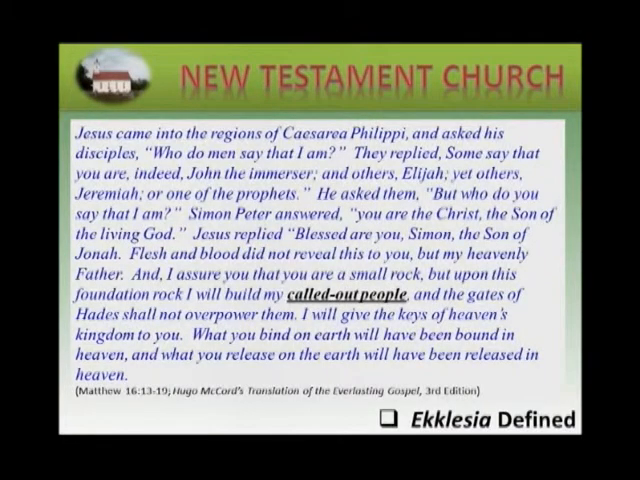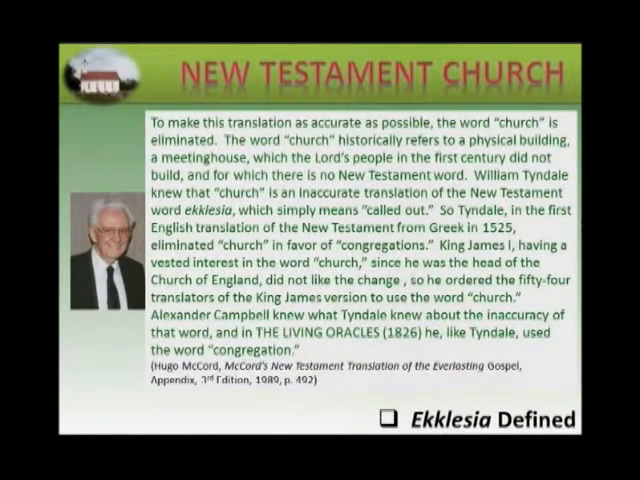Here's a picture of Hugo McCord and what he said about it. He said, to make this translation as accurate as possible, the word church is eliminated in his translation. The word church historically refers to a physical building, a meeting house, which the Lord's people of the first century did not build and for which there is no New Testament word. William Tyndale knew that church is an inaccurate translation of the New Testament word ecclesia, which simply means called out.